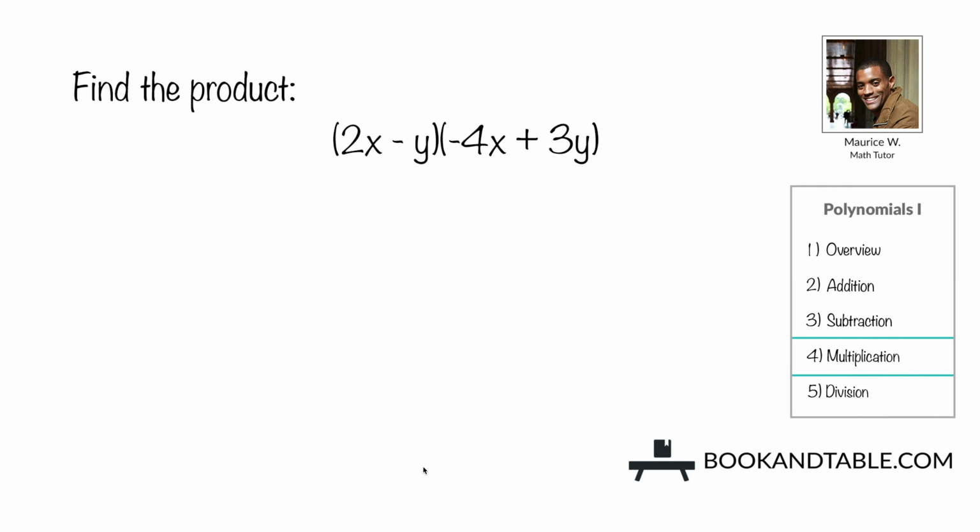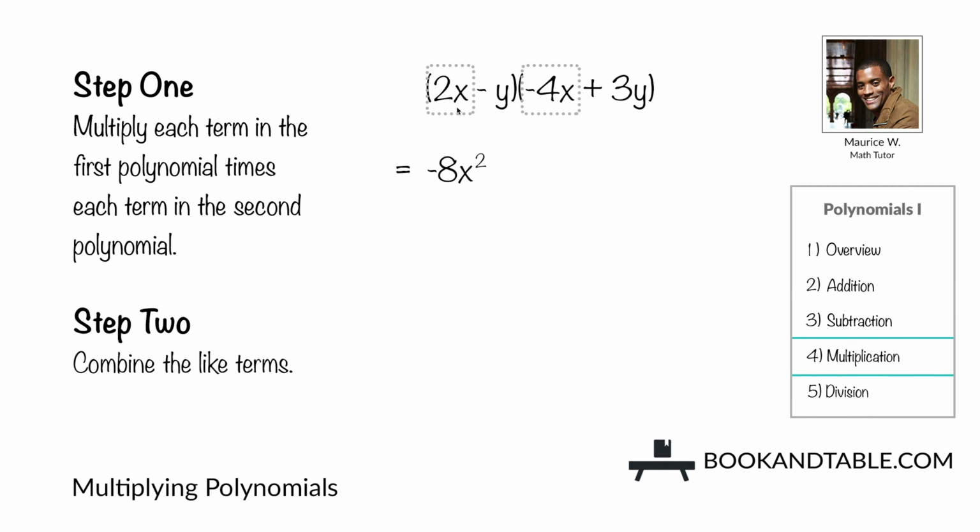Let's have a look at another example. Let's say you're asked to find the product of 2x minus y times negative 4x plus 3y. You're going to go to the first term in the first polynomial and multiply it times each term in the second polynomial. And then you'll go to the second term in the first polynomial and multiply it times each term in the second polynomial.